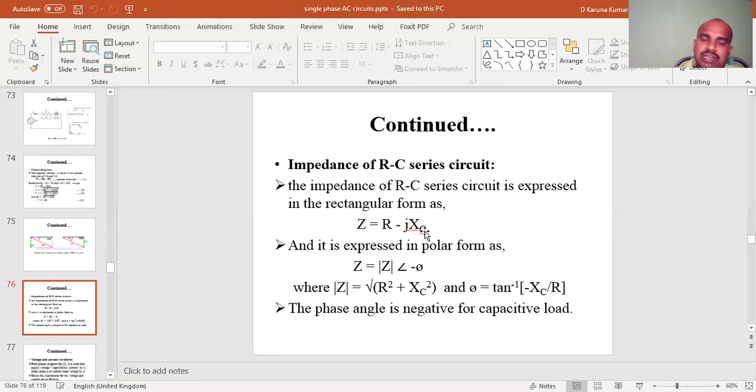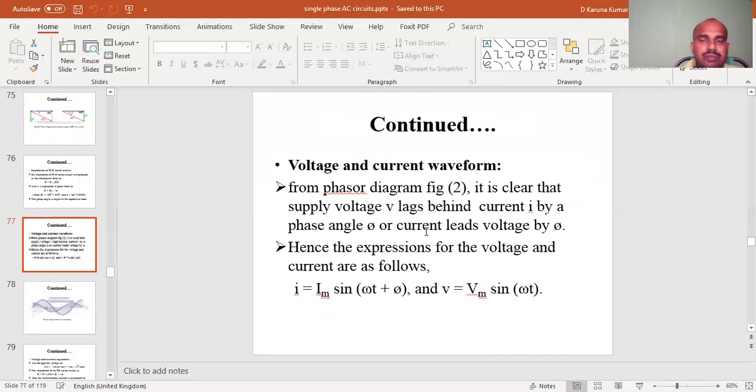That is the rectangular form. The polar form is Z equal to magnitude Z at an angle of minus phi. So the magnitude Z equals root of R square plus XC square, and the angle phi equals tan inverse of minus XC by R. The phase angle is negative for a capacitive load. The phase angle is positive for an inductive load.